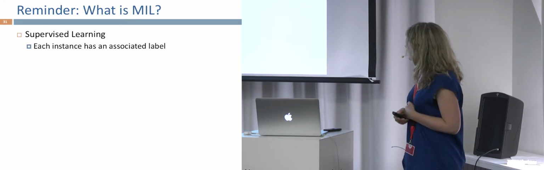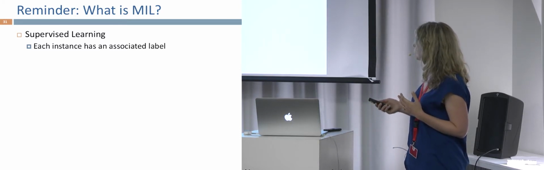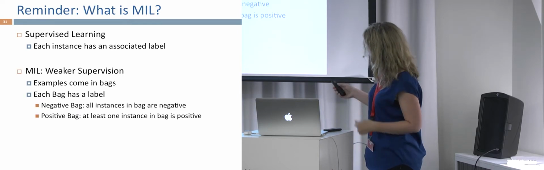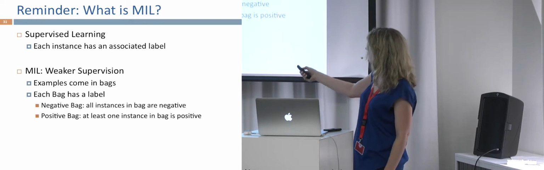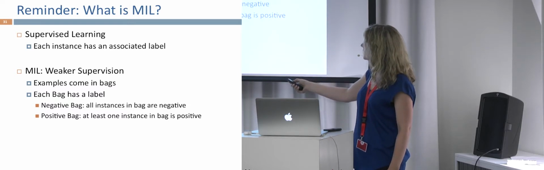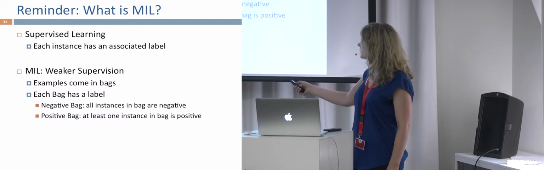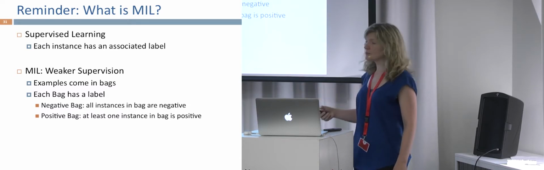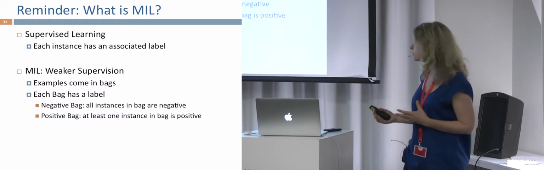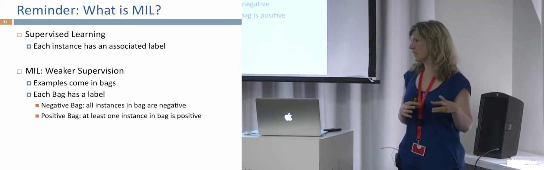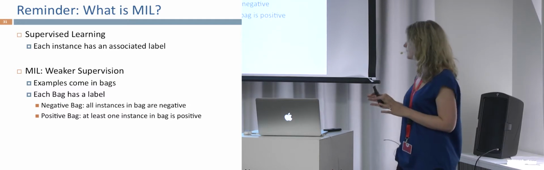So let's first remind you, or for those of you who don't know, what is multiple instance learning? In traditional supervised learning, each instance has a label, whereas in multiple instance learning, or MIL, the supervision is weaker. Here our examples come in bags, like the ones I showed you, and each bag has a label. So not each instance has a label, but instead each bag has a label.